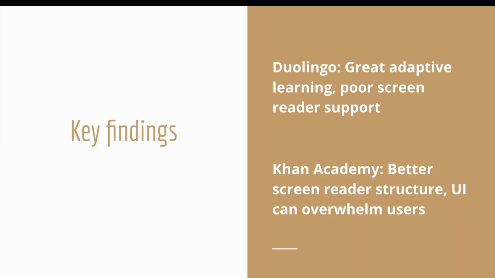Duolingo was excellent in terms of adaptive difficulty. The platform personalized learning based on performance, making it motivating and engaging. However, it failed badly on screen reader navigation. Elements were poorly labeled, and users had to rely on focusing on technical IDs. Khan Academy was stronger in structure and labeling, making it easier for screen reader users, but its UI was often cluttered, which could overwhelm learners with ADHD, dyslexia, and cognitive disabilities.